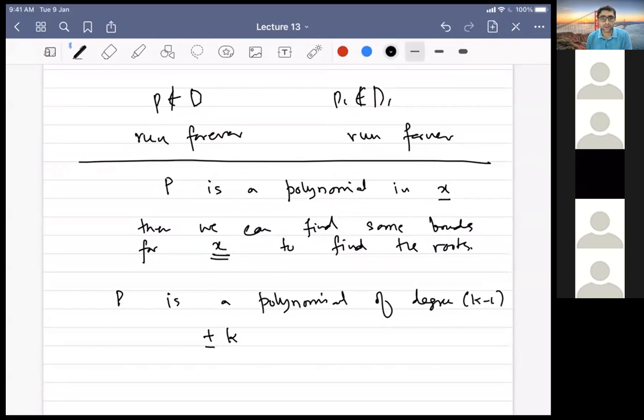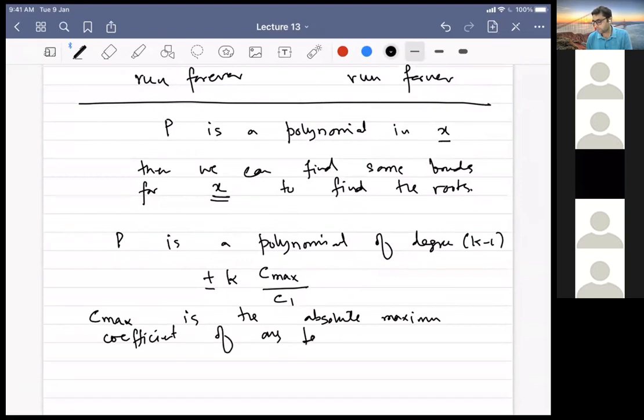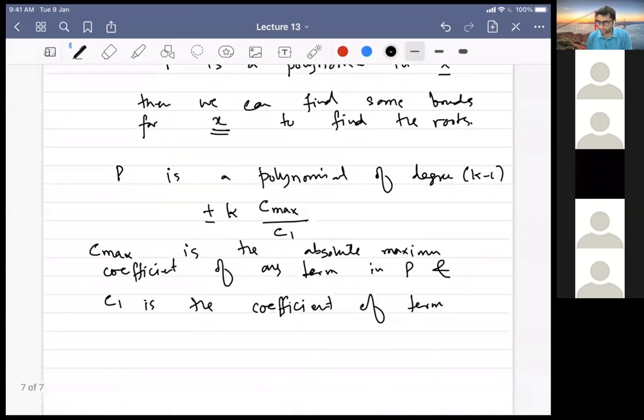K minus 1 is the degree. So the bound is plus minus k times Cmax divided by C1. What is Cmax? Cmax is the absolute maximum coefficient of any term. And C1 is the coefficient of the term with maximum degree. Since the maximum degree is k minus 1, it is the coefficient of x power k minus 1.